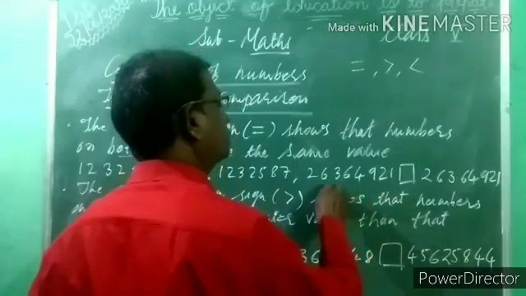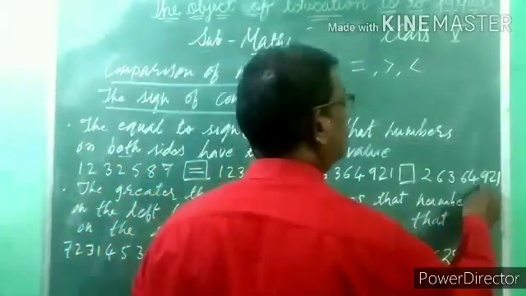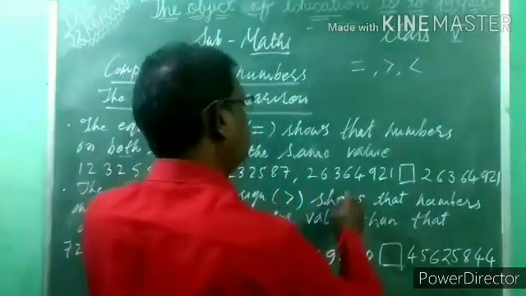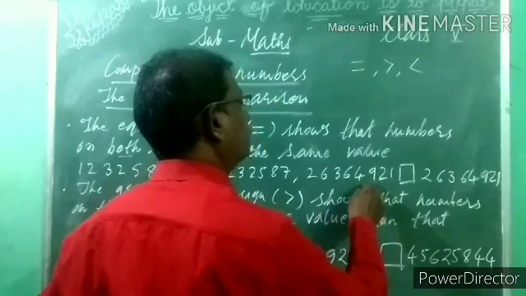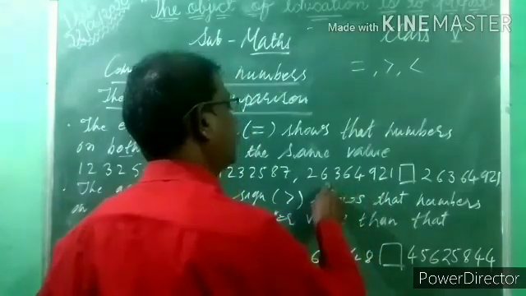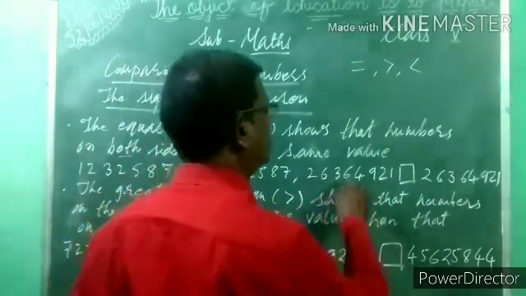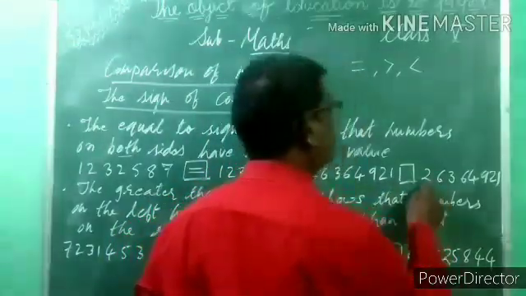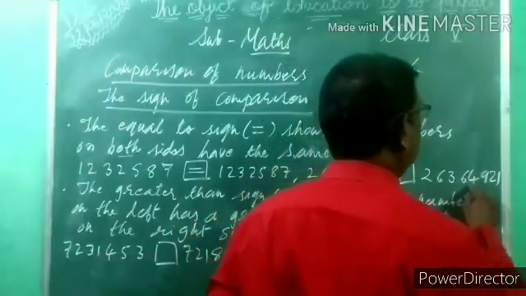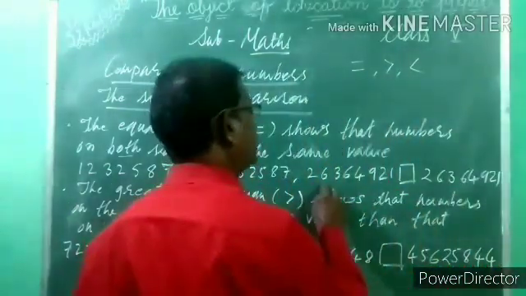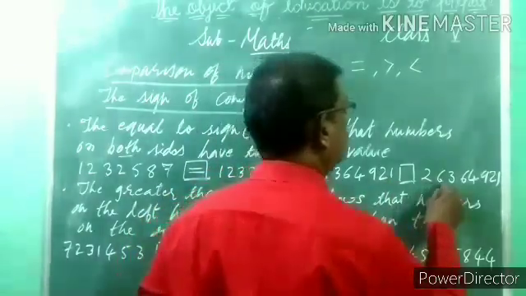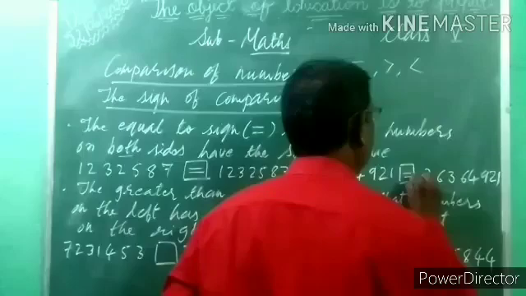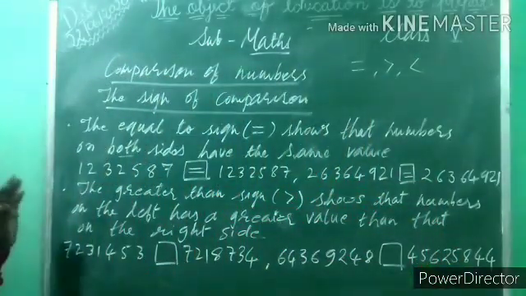So here also: 1, 10, 100, 1000, 10,000, lakh, 10 lakh, crore. 1, 2, 3, 4, 5, 6, 7, 8 digit number. Here also 1, 2, 3, 4, 5, 6, 7, 8. Both sides are 8 digit numbers. Now look at 1, 10, 100, 1000, 10,000, lakh, 10 lakh, crore: 2 crore 63 lakh 64,921. Here also 2 crore 63 lakh 64,921. Both side numbers are the same. So which sign do we put? Equal to sign. Both numbers are the same, then we have to put the equal to sign.